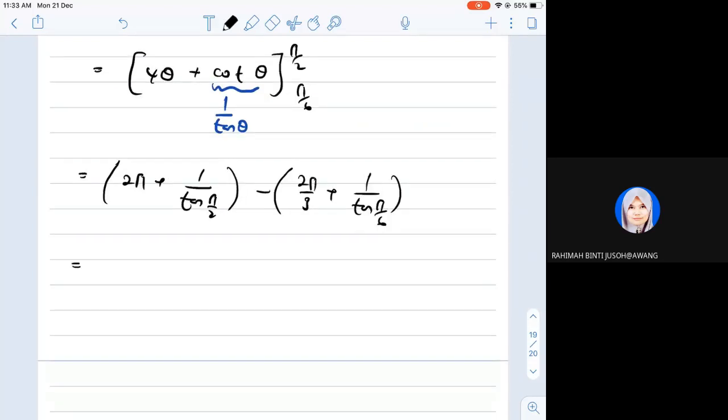Okay, so tangent 90 should be 0, isn't it? Tangent 90 ni dia adalah 1 over infinity ni sebenarnya. So 2 pi plus 1 over infinity, you go. And then 2 pi over 3 plus 1 over tangent 30 degrees should be equals to square root 3 over 3. Square root 3 over 3.